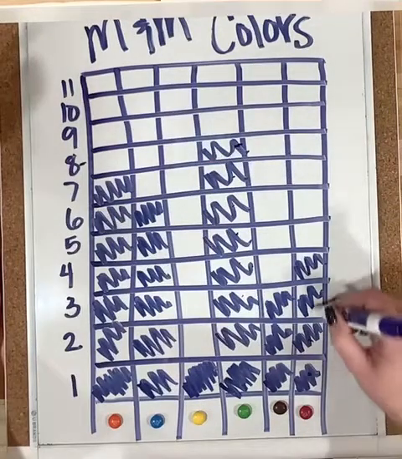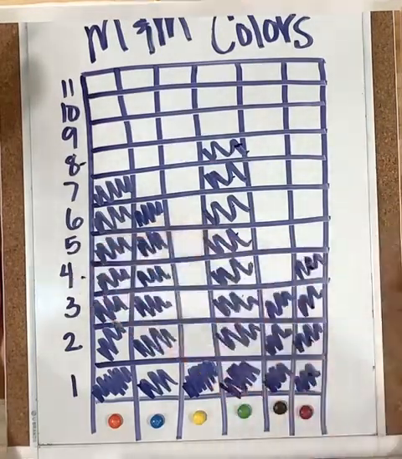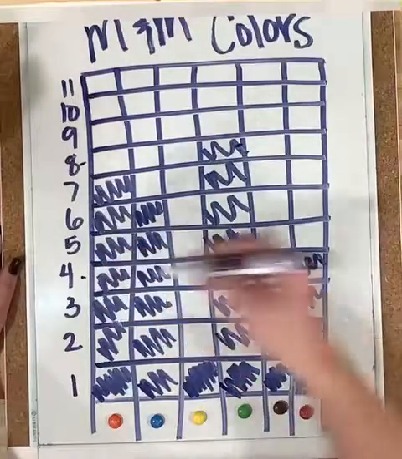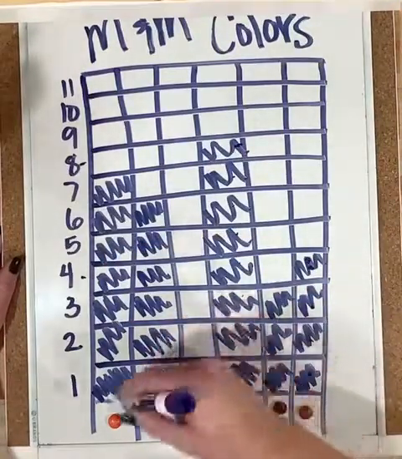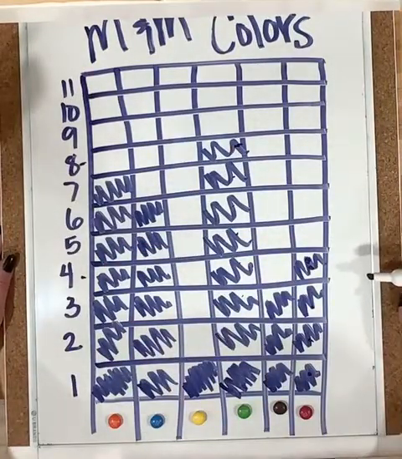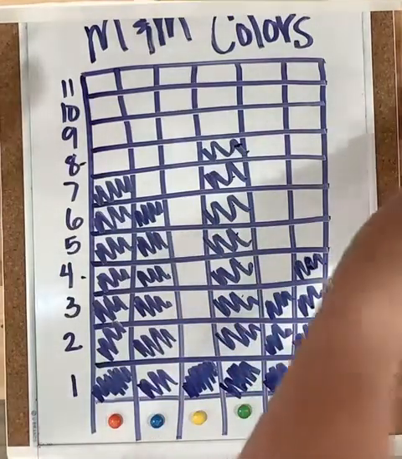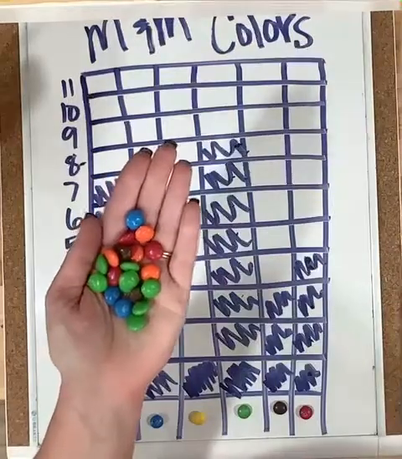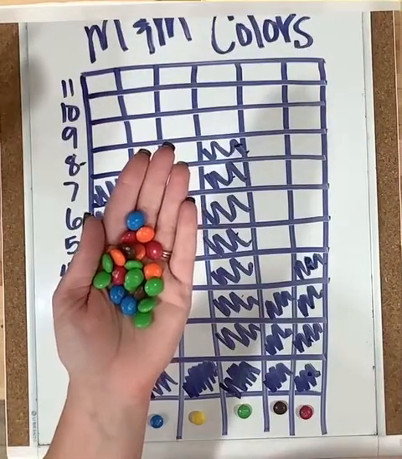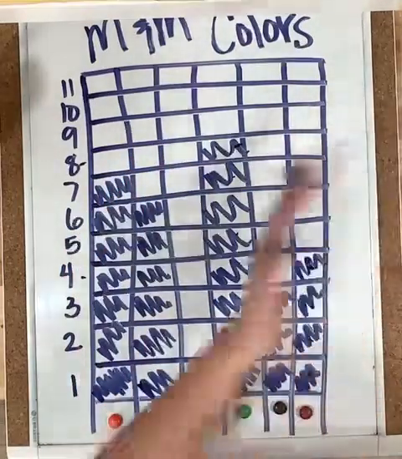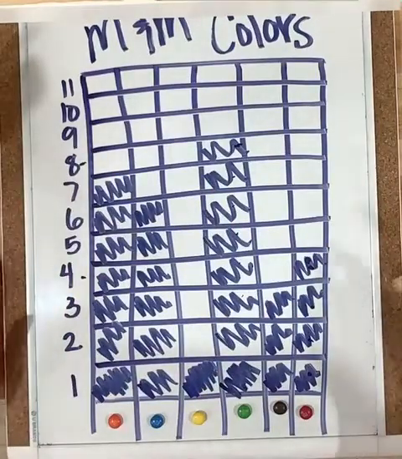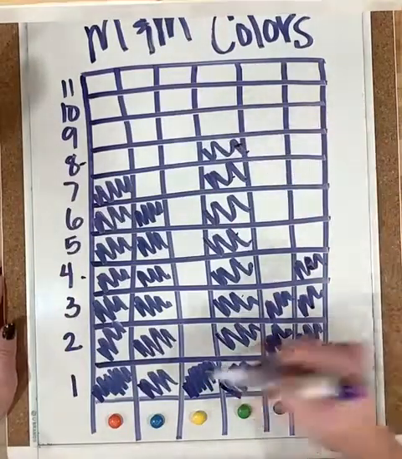4 red ones, 1, 2, 3, 4. This 4 equals that 4. They're on the same row. And each one makes sense. Now I can easily see, instead of looking at my handful like this, which one's the most, which one's the least? I don't know. But if I put it out in a graph, I can easily see green is the most, yellow is the least.